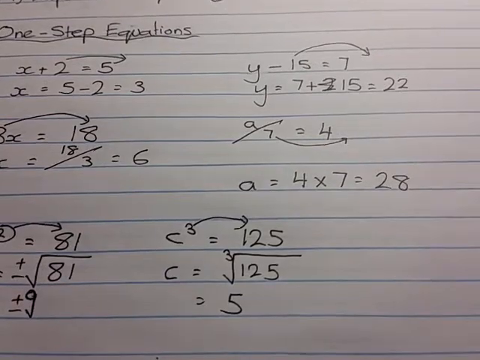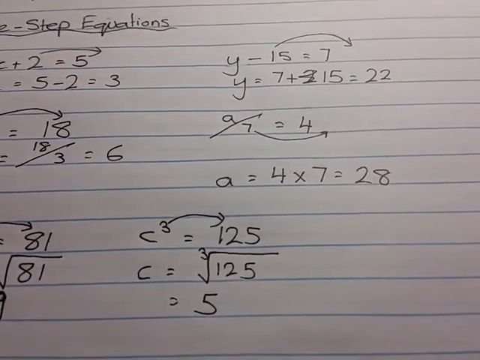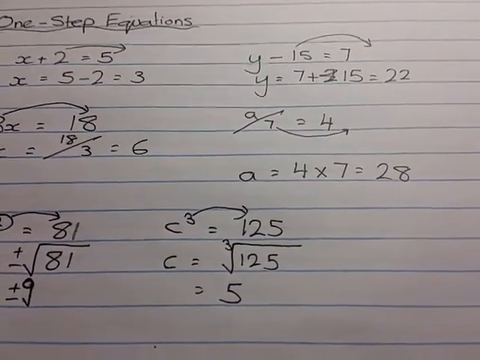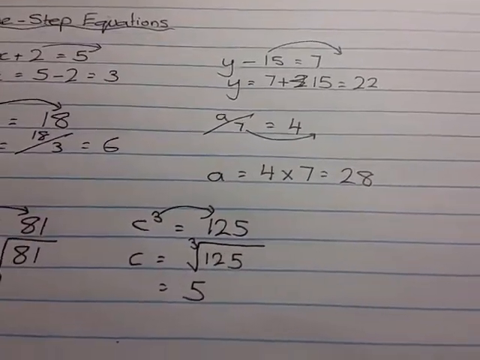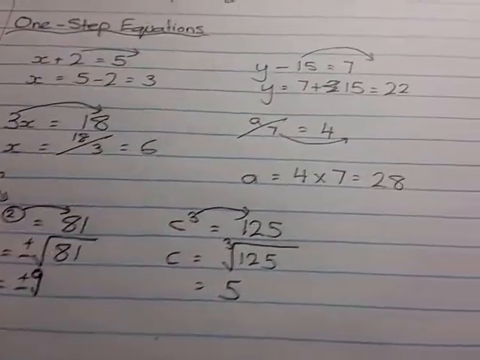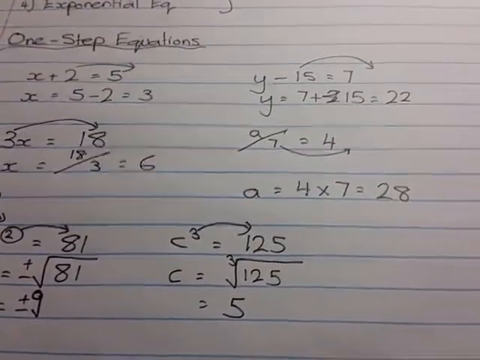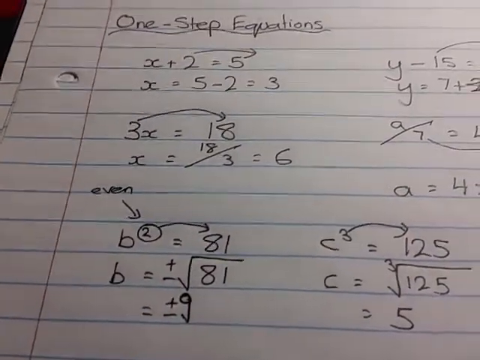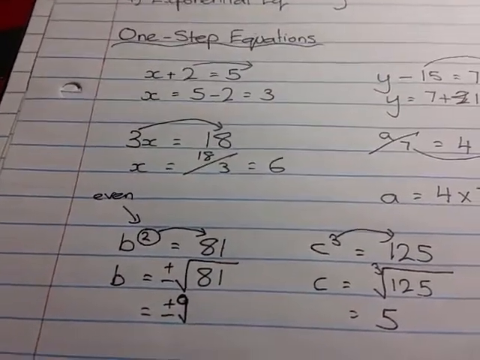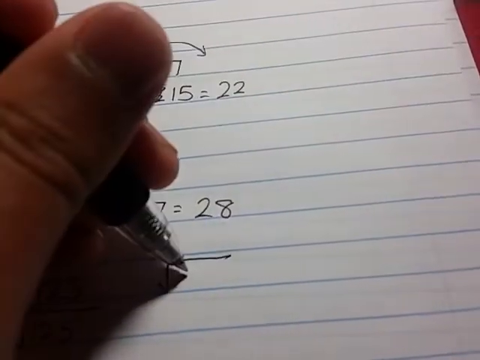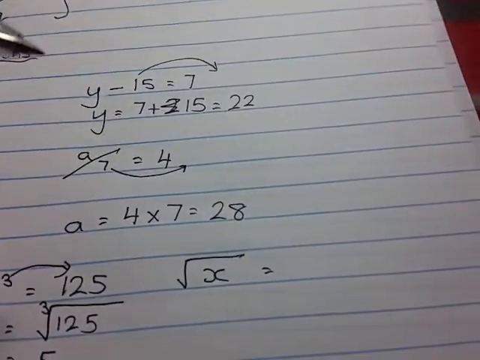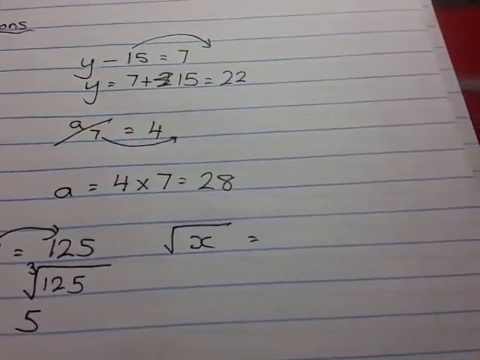If you replace negative 5 over there, your answer would actually be negative 125, which is not the same. With odd exponents, you keep the positive and negative answers separate. Only with even exponents can you do the plus minus. And then we have one more to show, which is, let's see, we can do two more, like square root of x equals, let's say, 7.